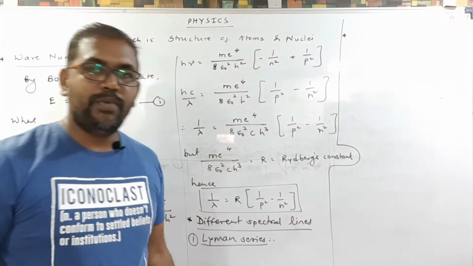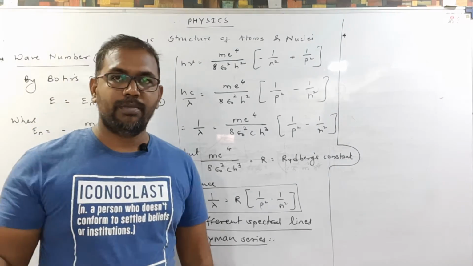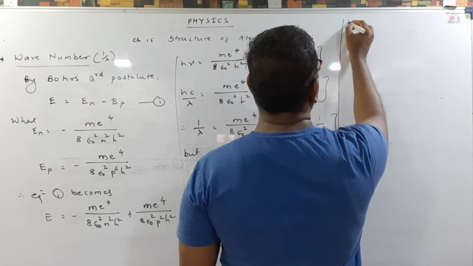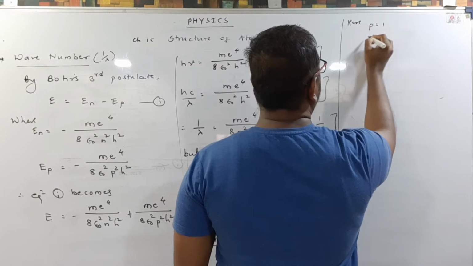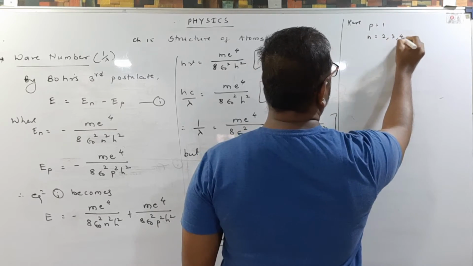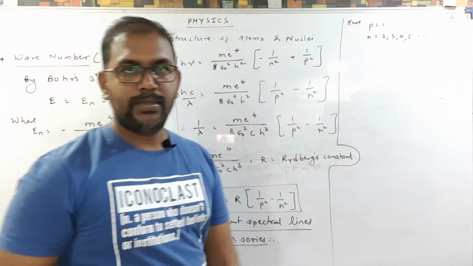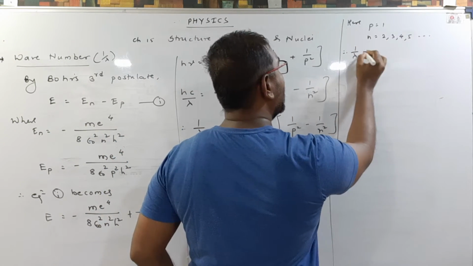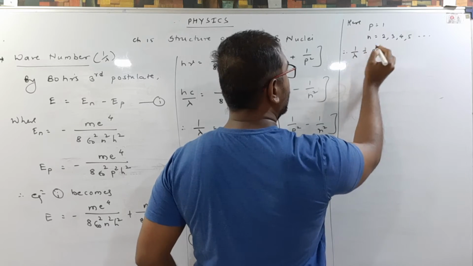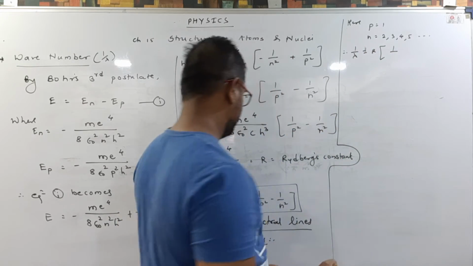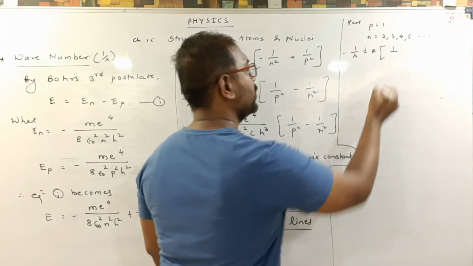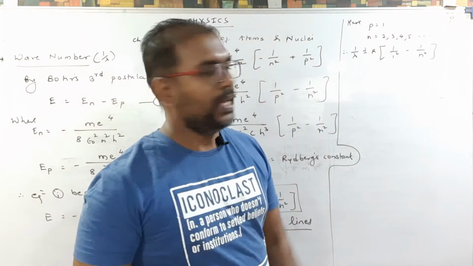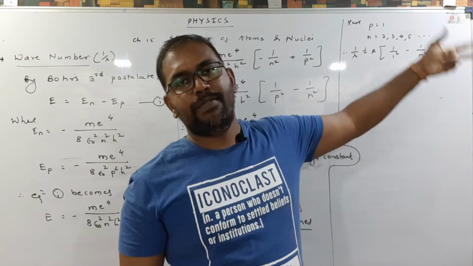Now, what does the Lyman series mean? It originates when an electron jumps from an outer orbit to inner orbit 1. So here the inner orbit is 1 and the outer orbits are 2, 3, 4, 5 and so on. Now if I substitute here, 1 by lambda is R times the bracket 1 by P square, where P is fixed, 1 by 1 square minus 1 by N square. N has different values: N may be 2, 3, 4, 5 and so on.